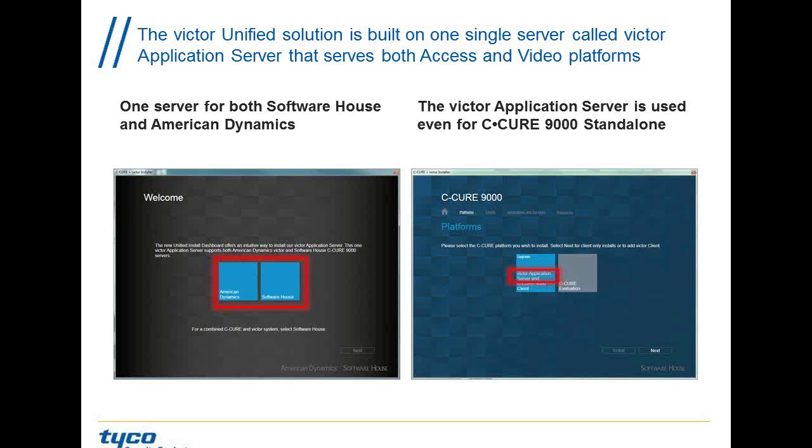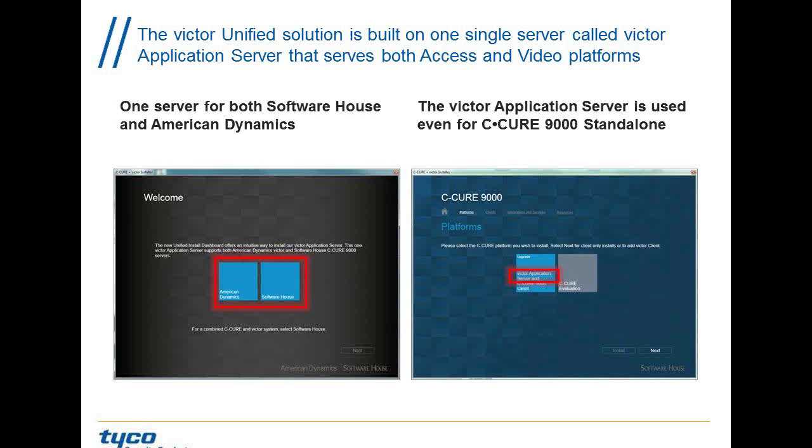The screen to the right shows if you choose the Software House tile, your first choice is going to be the platforms to choose from. And one of the key things that I need to point out here is a simple name change. So what previously was called the Secure 9000 server, now that it's unified, is going to be referenced as the Victor application server. So where you see the name Victor is the reference to something that is unified and brings together both American Dynamics and Software House, and in this case is the server.